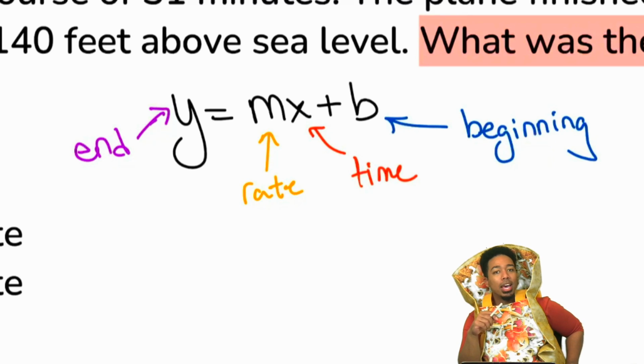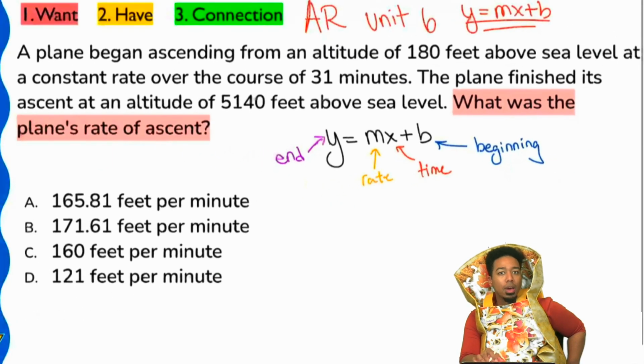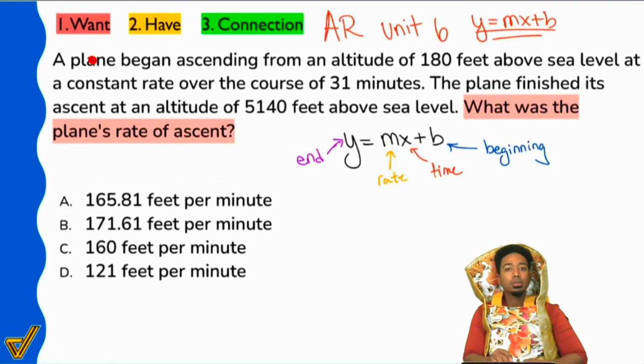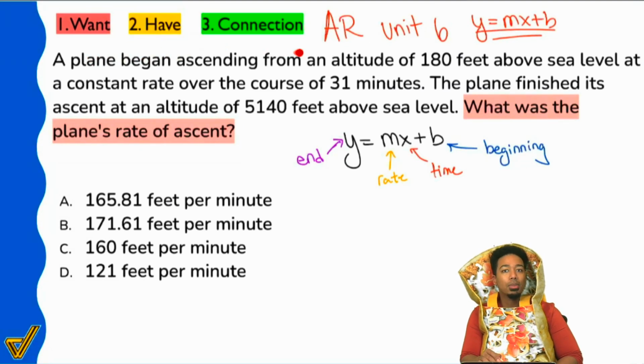And now let's go ahead, plug some numbers in and show you again how easy it is once you understand the formula. So everyone, let's go ahead and look at the information. First sentence: the plane began ascending from an altitude of 180 feet above sea level at a constant rate over the course of 31 minutes. Let's take a look at that first number there. We have a plane began ascending from an altitude of 180 feet.